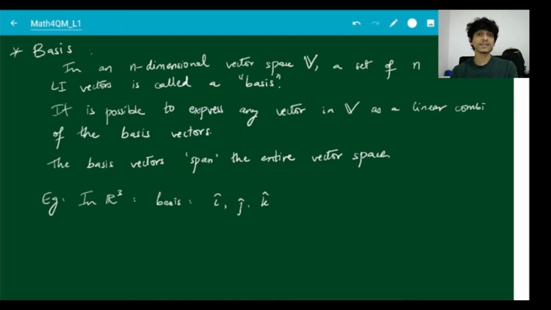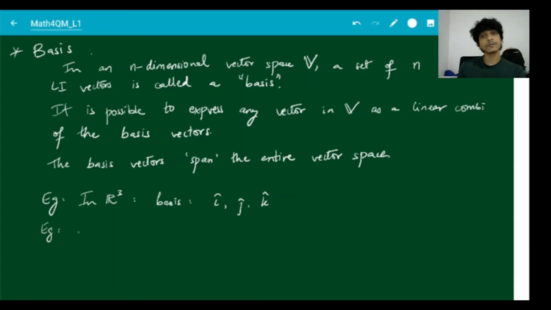These basis vectors span the entire vector space. That means starting from i, j, k, I can write any vector in the vector space. That is what this spanning means. Okay, so it's quite straightforward. It's a set of vectors in terms of which any other vector you can write down. Let's take one more example.